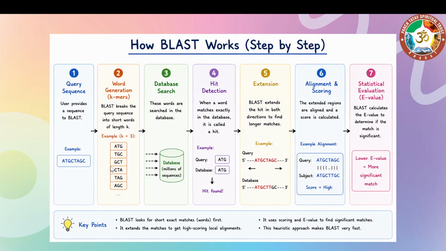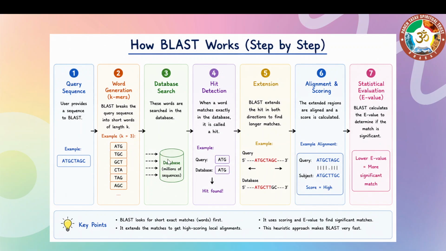Now, as we have discussed, BLAST does not immediately compare the whole sequence. Instead, it breaks the sequence into small pieces which are called words. For example, here the word size is 3. We can count A, T, G means 1, 2, 3. So these small words will be searched in the database.